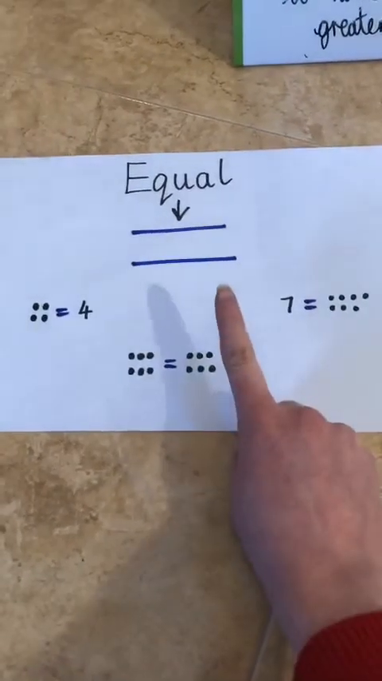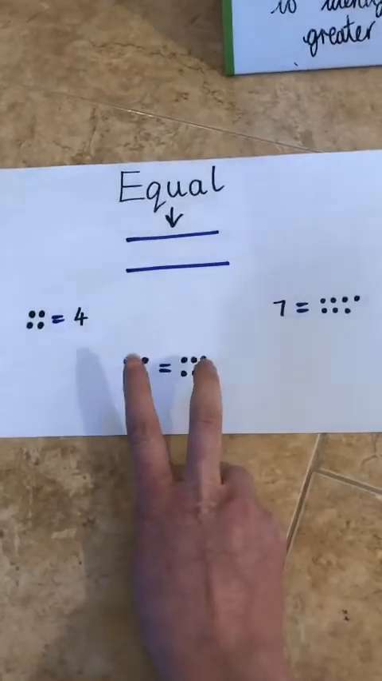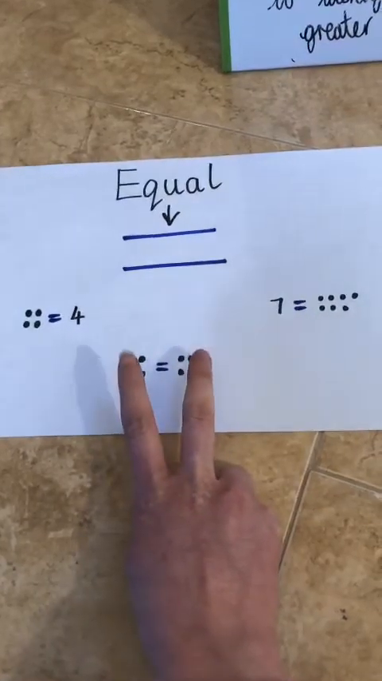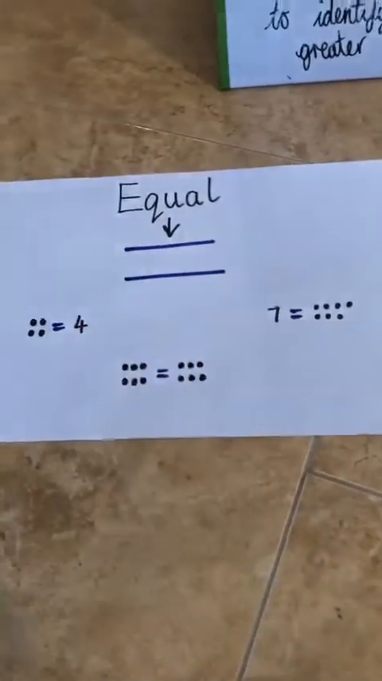So your equal sign shows when something is the same as. So they're equal on both sides, so that's the same as that one. They're the same as that one, and that one's the same as that one.